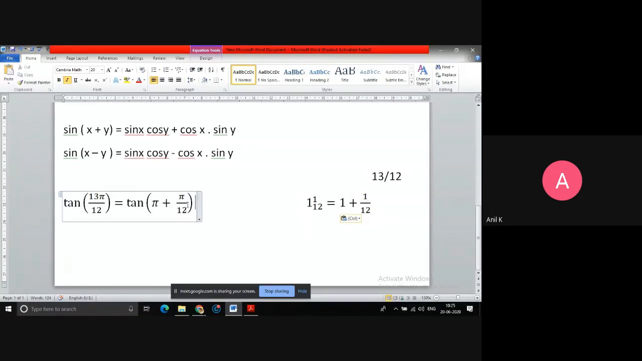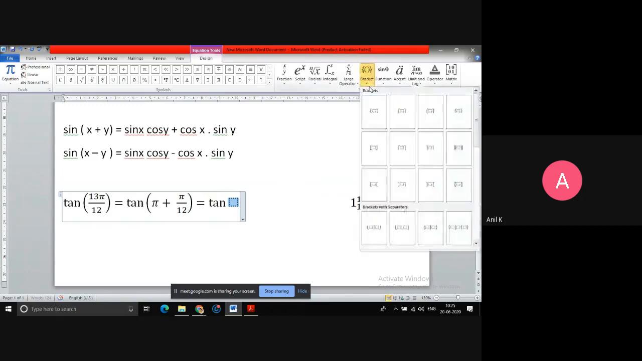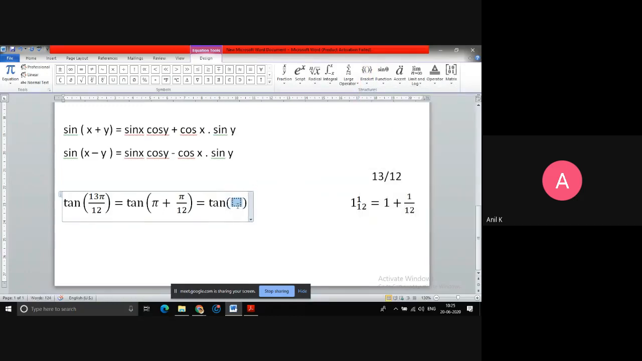Pi plus pi by 12 is the third quadrant. So you are going to get just tan. Third quadrant means All Silver Tea, tan is a positive number, and it is crossing the x-axis. There is no change of the sign. It is going to be just pi by 12. So what do you think pi by 12 is? Can I say it is tan of 15 degrees?